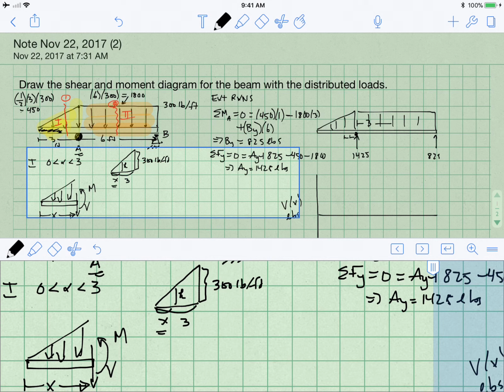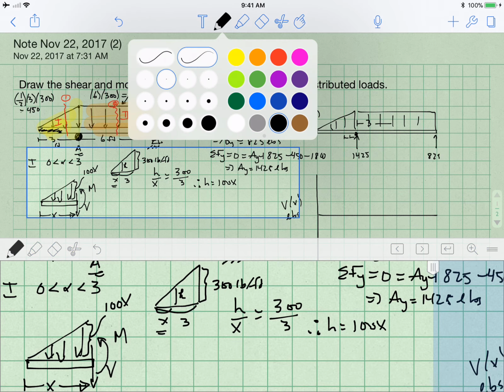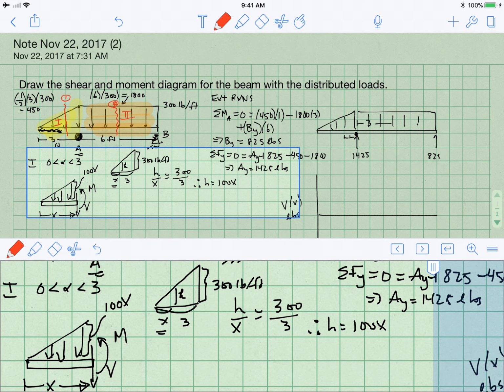I can say, well, H is to X as 300 is to 3, and then I can say, therefore, H is going to equal 100X. And so, in other words, that height here is 100X. And let me just give that a different color so you can see what I was just doing here. This height right here is 100X.